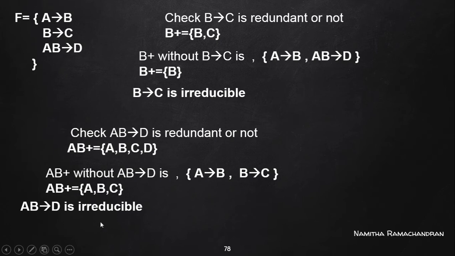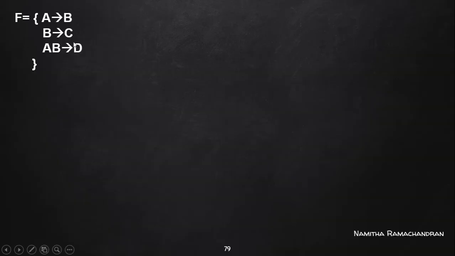Okay, so the final output of second step is what? A implies B, B implies C, A, B implies D. So using this output of second step as the input, we can start third step. Okay, so what was that third step? Check whether the LHS part contains redundancy.